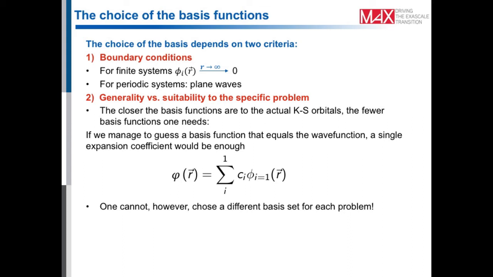And the second criterion in the choice of the basis functions is generality versus the suitability to the specific problem, which in other words means the closer the basis functions are to the actual Kohn-Sham orbitals, the fewer basis functions one needs. So if you would be able to guess a basis function that equals the wave function, then you would only need the single expansion coefficient. That would be kind of neat. However, you also cannot choose a different basis set for each problem, right? So this is where this generality comes in. So you want to have a basis which can be applied to different problems.